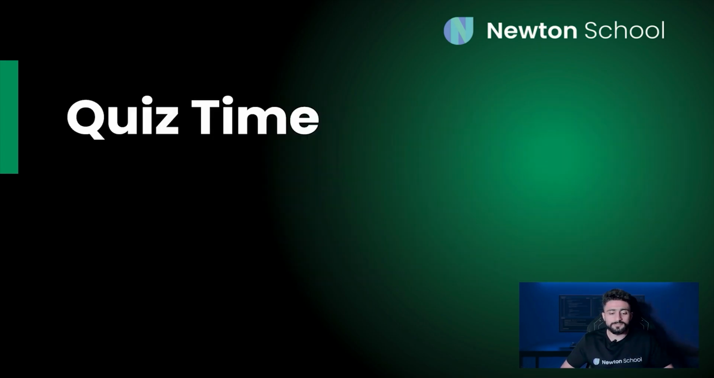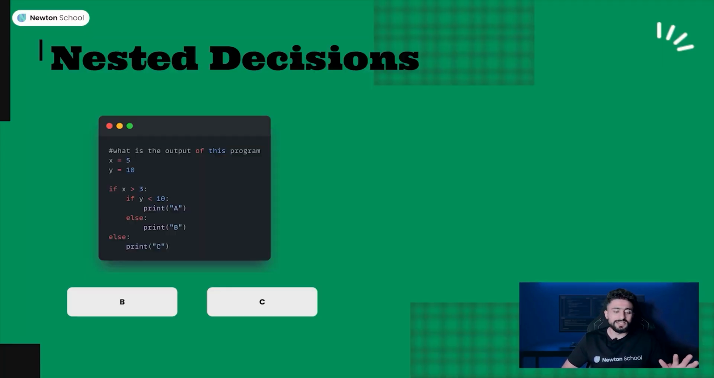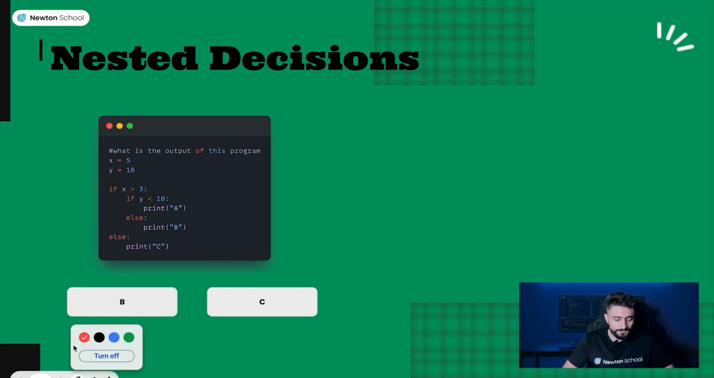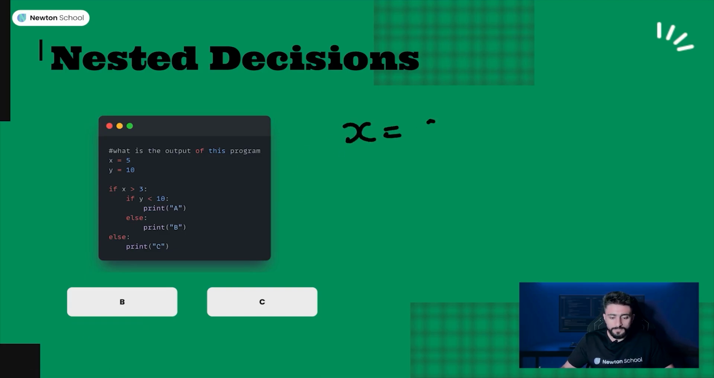Again, our quiz time, let's follow the same rule. See the question, pause the video, and then move forward after thinking about the solution. What will be the output of this program? I'll use a sketch pen. We have x as 5 and y as 10. We are saying if x is greater than 3. Is it greater than 3?